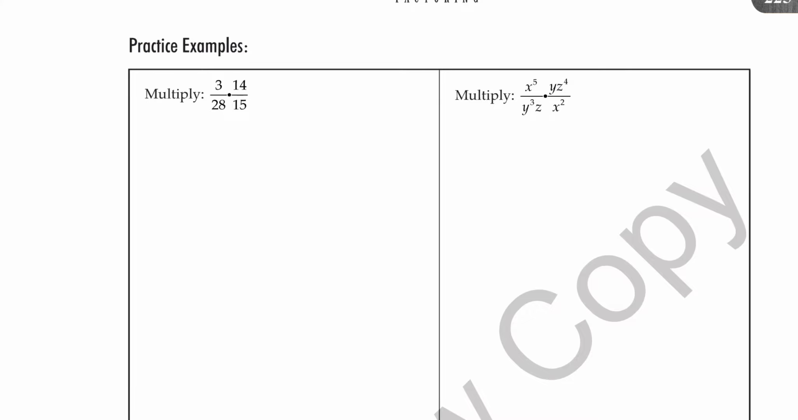All right, looks like we have some practice examples that don't show us the steps, so we're going to have to work these out on our own. First, we're going to multiply some simple fractions here. So again, we're going to factor so that we can cancel. Having a little trouble with my pen here.